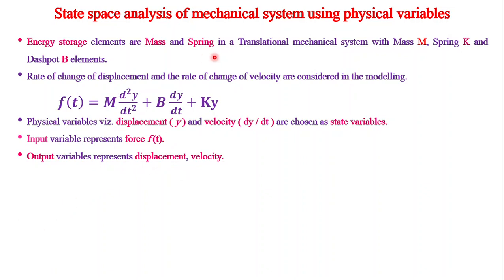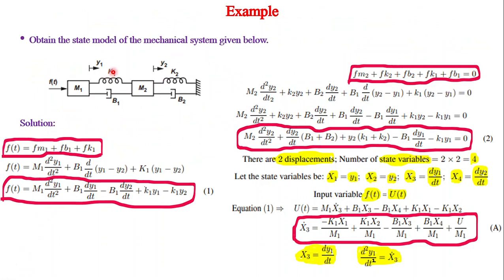Let us understand this with the help of an example. Obtain the state model of the mechanical system given below. We can see a mechanical system with two masses, two springs and two dashpots. We know very well that these two masses along with these two springs are the energy storing elements. So definitely there should be four state variables, right? Another way is we can obtain a second order differential equation for this mass, that is for this degree of freedom. We can obtain another second order differential equation for this mass.